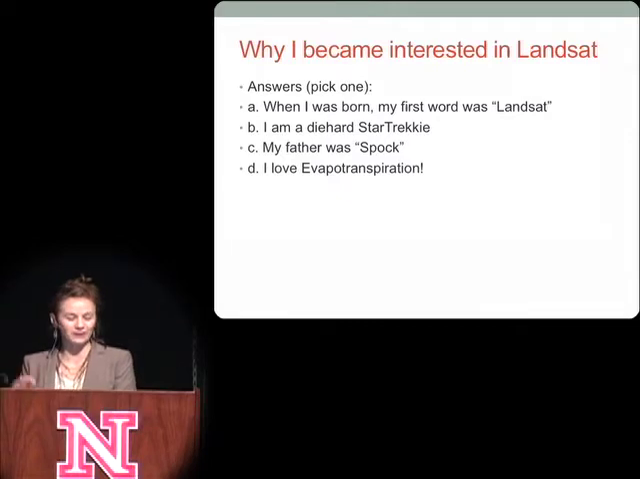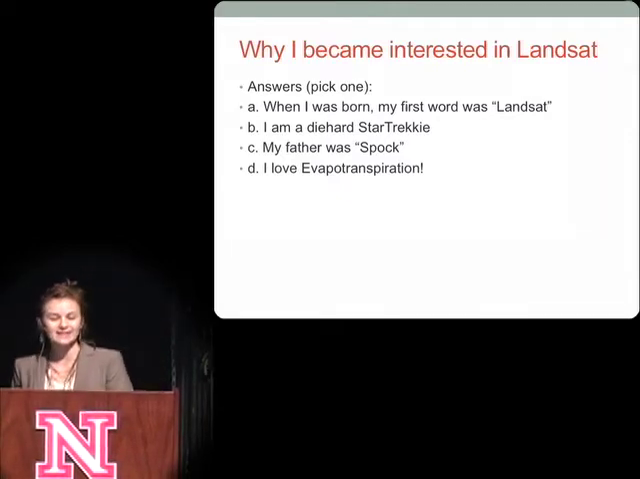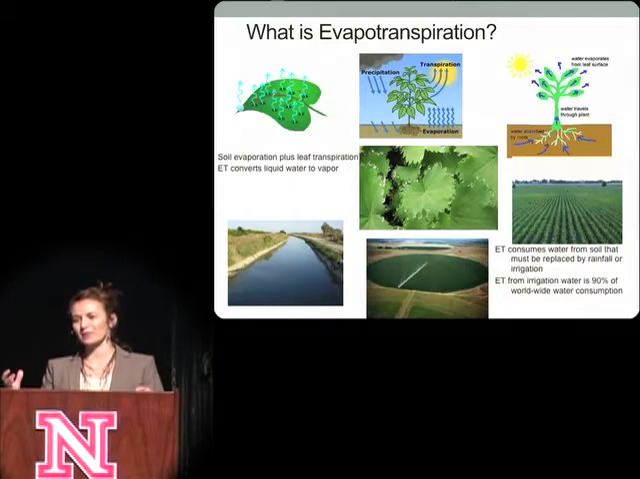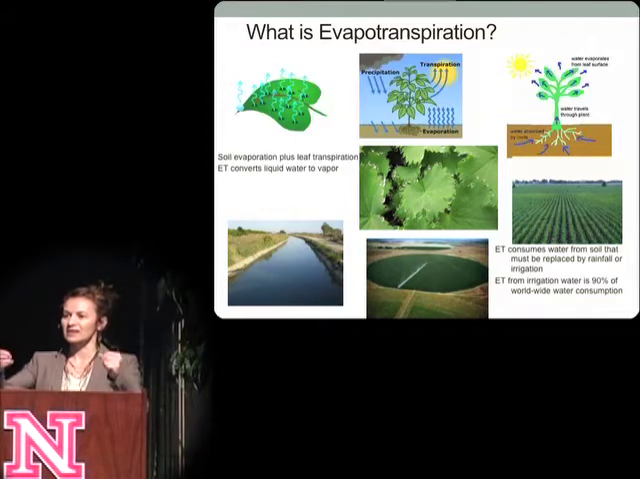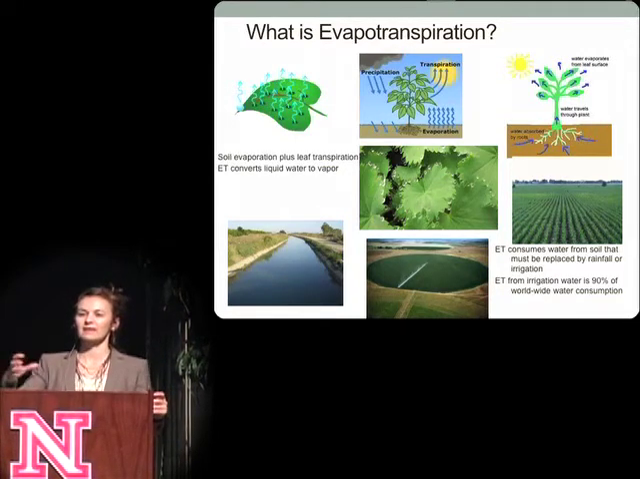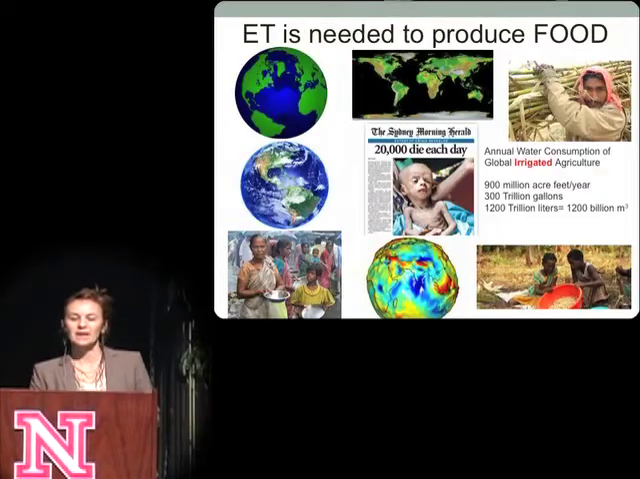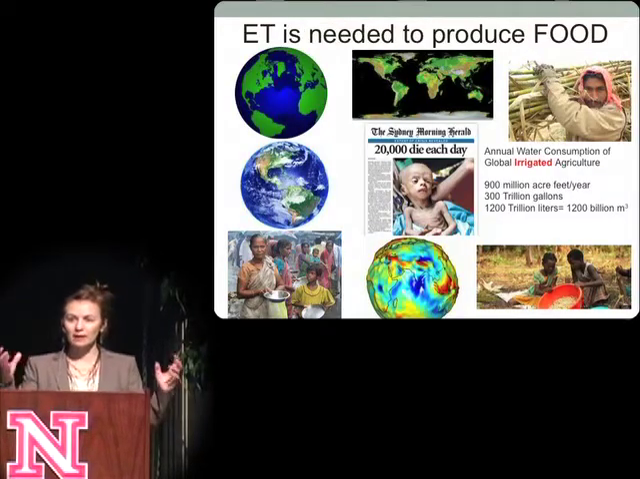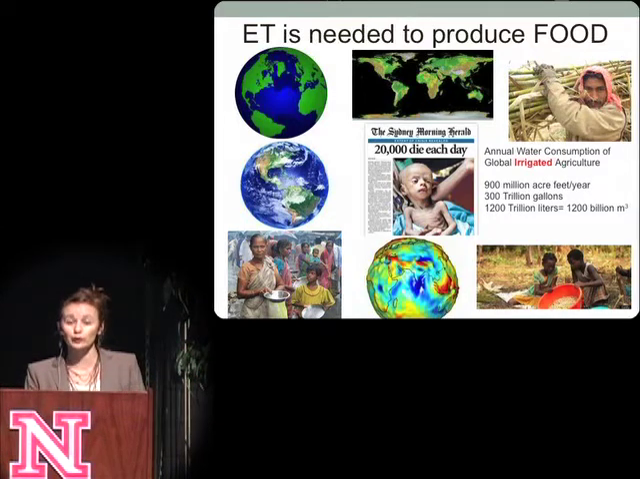I love evapotranspiration, and that's why I became interested in Landsat. For those who might not know, evapotranspiration is really the sum of transpiration from the plant and the evaporation from the soil. And ET, I'll call it ET from now on, is really needed to produce food.